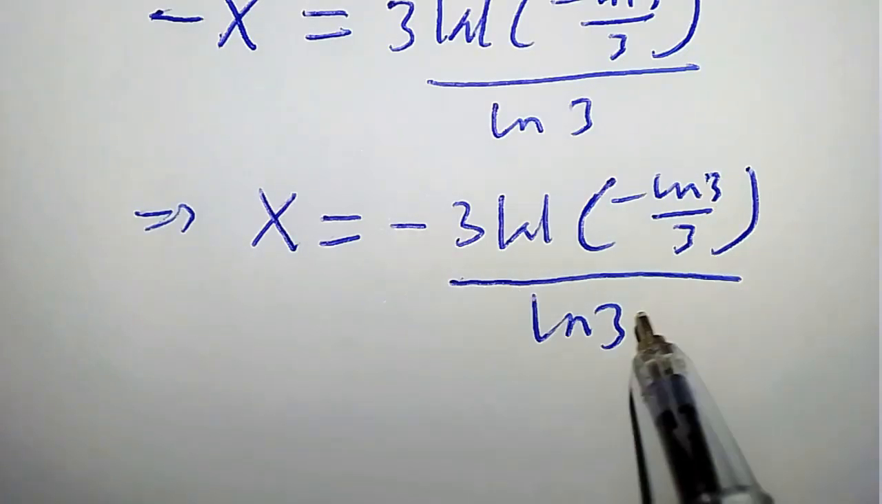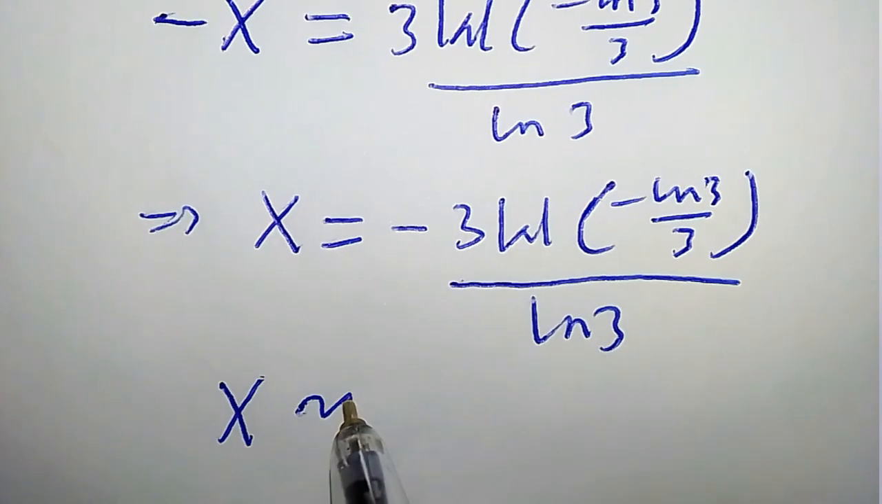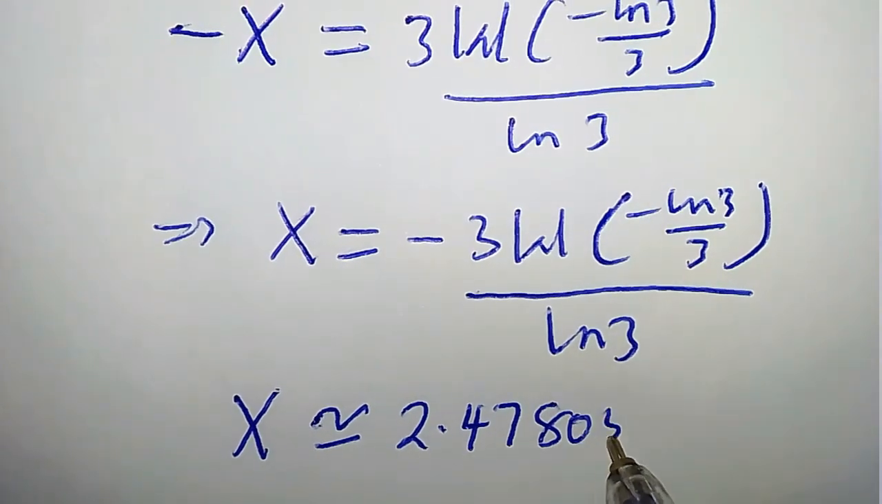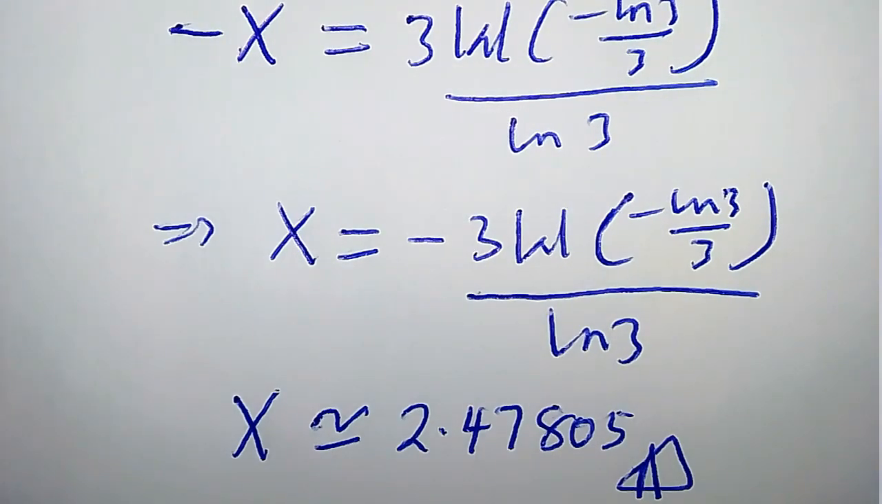If you plug this into Wolfram Alpha, you will obtain the value of x to be approximately 2.47805. So this is the required value of x for this interesting exponential equation.